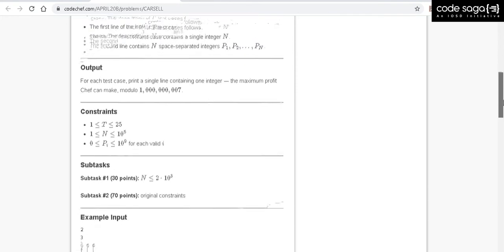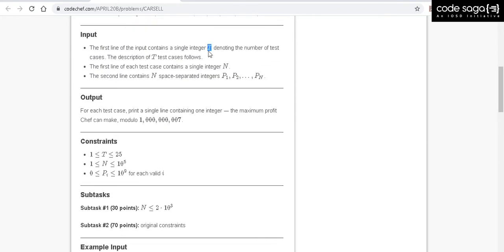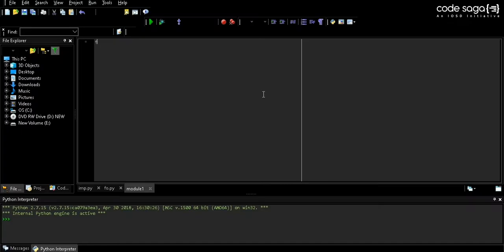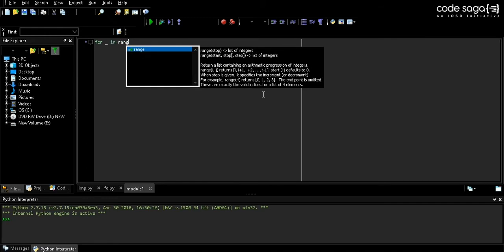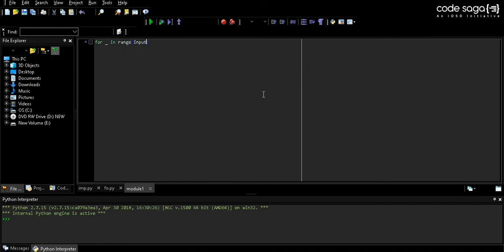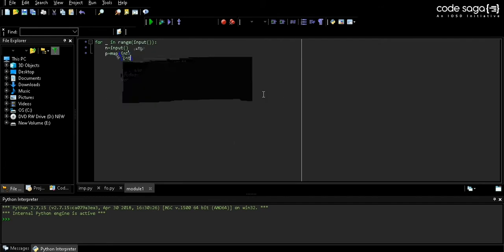So first I'll take the input, which is t test cases followed by an integer n in each test case, and the list p. As I said, the important thing to note here is that the price of a car cannot drop below 0. Now what you'll notice here is that each year chef makes a loss. Now that loss can be written as, I will show you in just a sec.